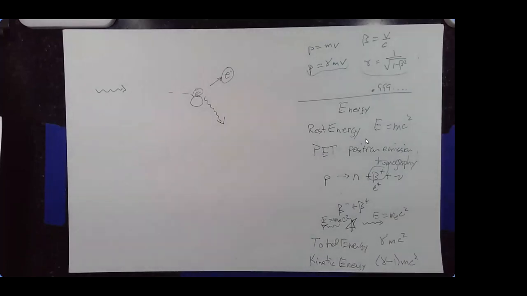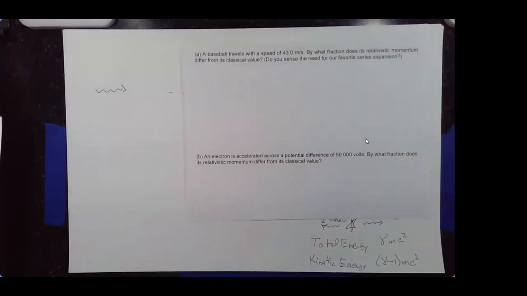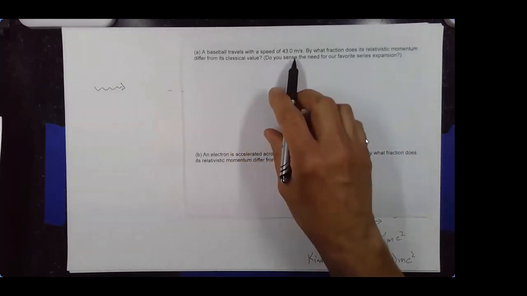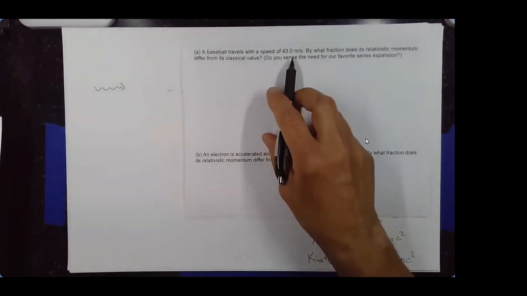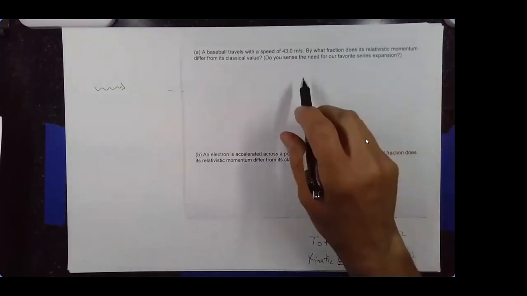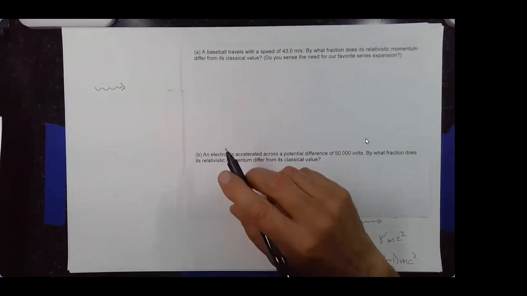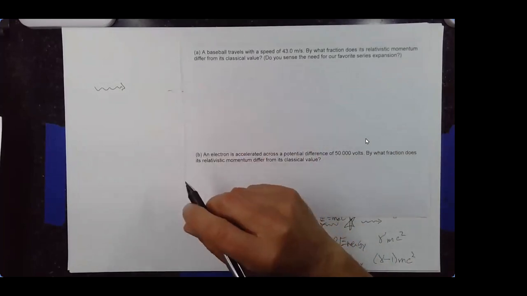Okay, well, let's see. Let's start off with one where we might get to use a series expansion. We have a baseball traveling with a speed of 43.0 meters per second. Okay, that's over 90 miles an hour. And this is actually, I think it's still in the 90s if it's going that fast. So this would be a really good fastball. By what fraction does its relativistic momentum differ from its classical value?